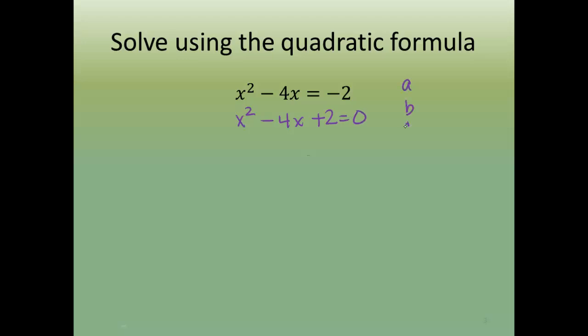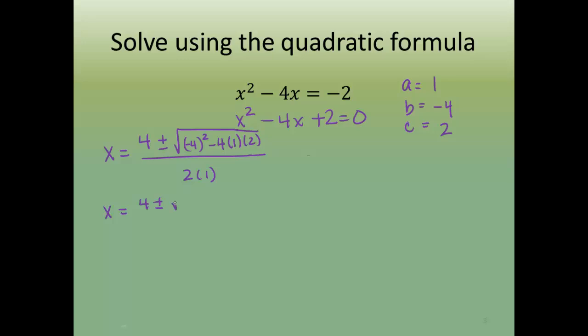We will identify our a, b, and c values. This isn't something you necessarily have to record on your paper, but it's definitely been done in your head. And we'll start solving. x equals the opposite of b plus or minus the square root of negative 4 squared minus 4 times 1 times 2, all over 2 times 1. We're going to keep that x equals as we continue to simplify, and I've got 4 plus or minus the square root of 16 minus 8, all over 2.